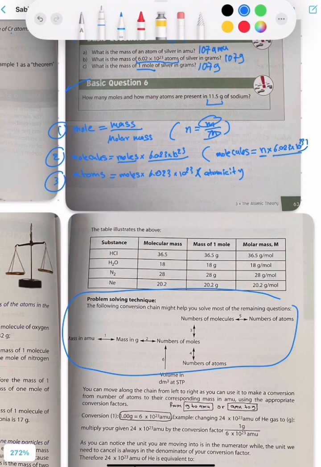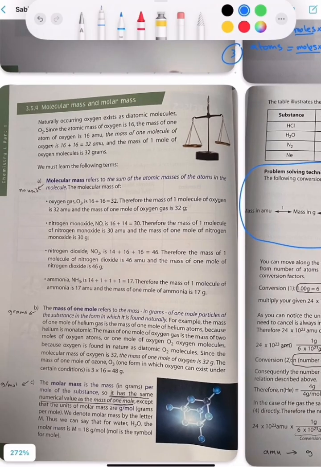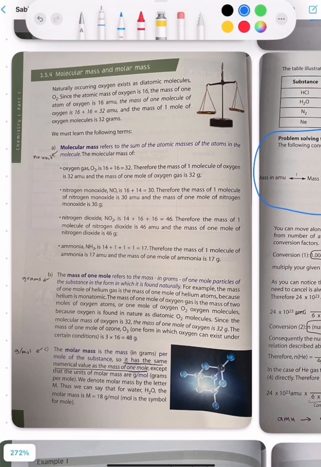For atoms, same thing, moles times Avogadro number, but we have something else, which is atomicity. We already talked about atomicity and how to calculate it. Just count the number of atoms in each molecule. Let's go to this page, then come back to the basic question and solve it. Let's do molecular mass. The difference between molecular mass, mass of 1 mole, and the molar mass, especially molar mass, is very important.